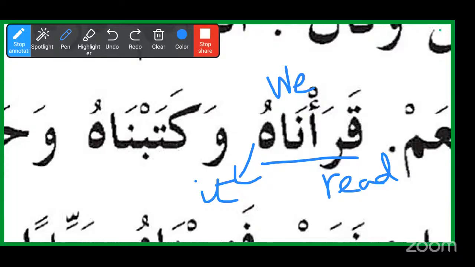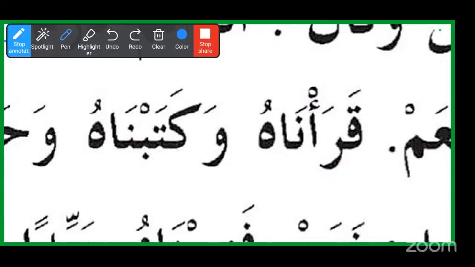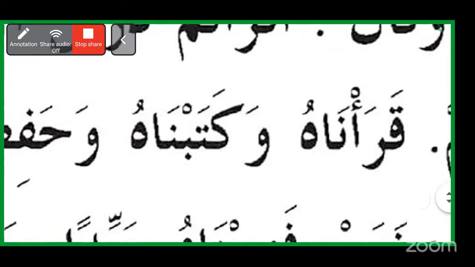قرأناه, we read it. وكتبناه, and we wrote it. وحفظناه, and we memorized it. You see, all the three have the same letters in the same way. قرأناه وكتبناه وحفظناه.